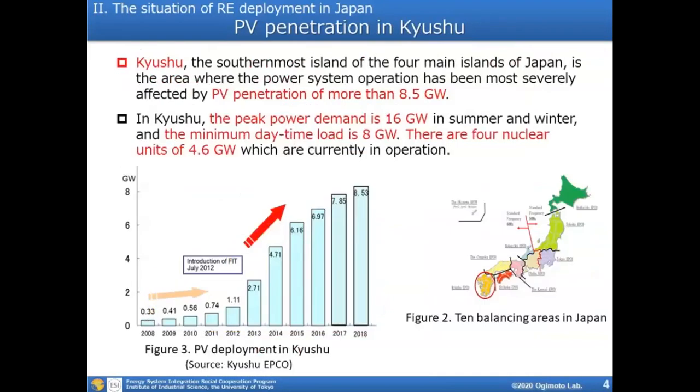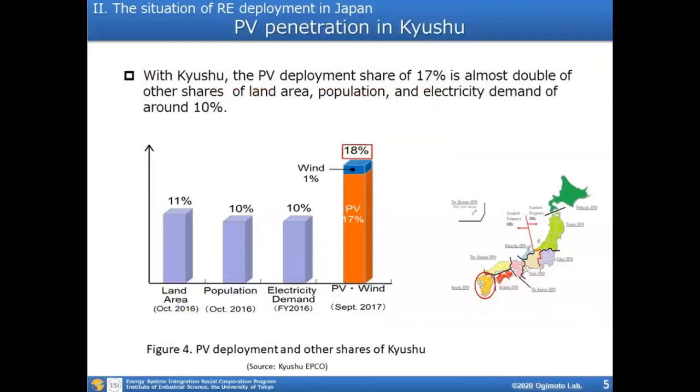And Kyushu, the southernmost of the four main islands of Japan, is the area where the power system operation has been most severely affected by PV penetration of more than 8.5 gigawatts. In Kyushu, the peak demand is 16 gigawatts in summer and winter, and the minimum daytime load is 8 gigawatts. There are four nuclear units, 4.6 gigawatts, which are currently in operation. And as you can see here, the share of PV is much more than other shares in Kyushu.